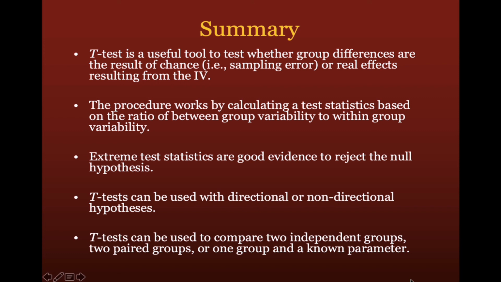T-tests can definitely be used when you're looking at either directional or non-directional hypotheses. So a directional hypothesis would be considered a one-tailed hypothesis. A non-directional hypothesis would be called a two-tailed hypothesis, where you're not really sure exactly which one's going to be different than which one's going to be higher, but you're arguing that they're going to be different from each other. And t-tests can be used to compare two independent groups, two paired groups, or one group in comparison to a known parameter.